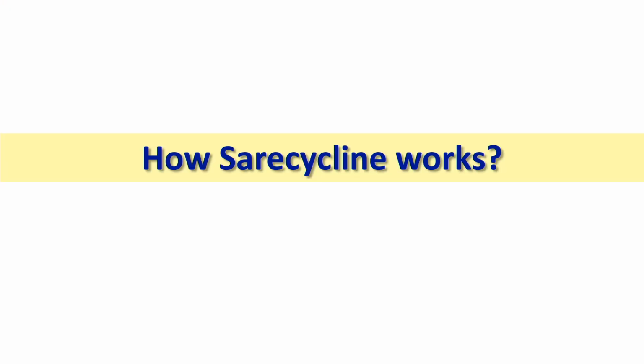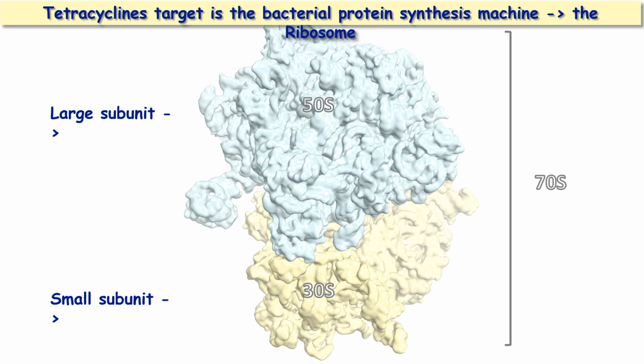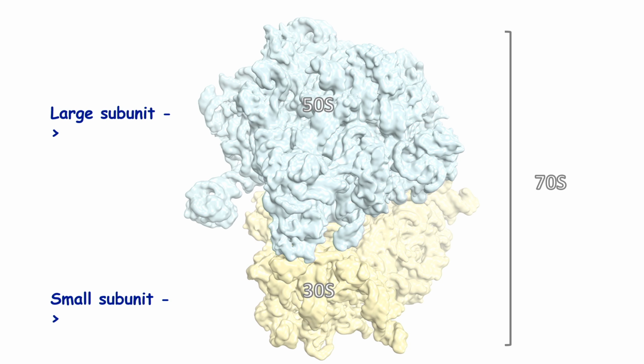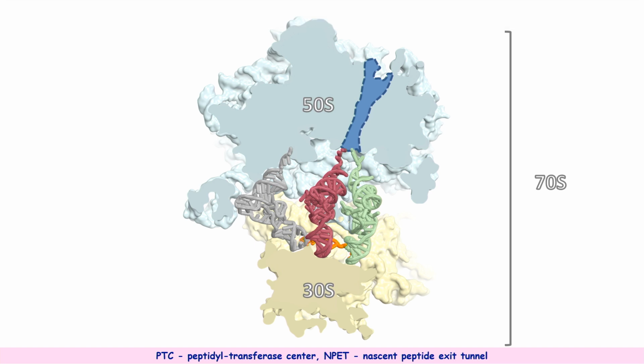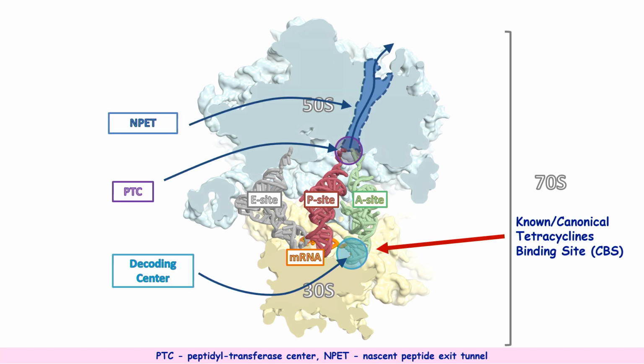So we need to know how this antibiotic works. This is the target for all tetracyclines. It's the bacterial ribosome, or 70S particle. It has a large subunit, 50S, and a small subunit, 30S. And if we slice it in half, you can see inside the ribosome there are A, P, and E site tRNAs. tRNA delivers the aminoacyl moiety to the ribosome as well as establishes codon-anticodon interaction with mRNA.